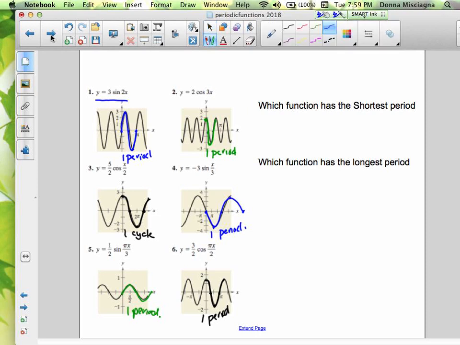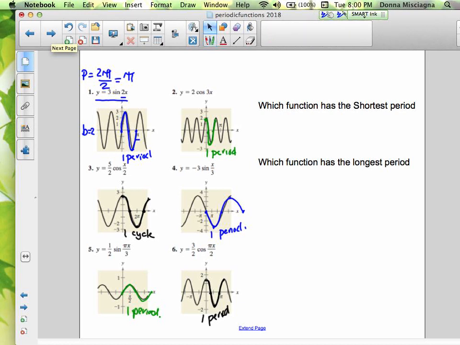All right, so let's find the period here for number 1. All right, so the period is going to be 2 pi divided by b. All right, so b is the coefficient, right there it is, in front of x. Right, so b is 2. So we just take 2 pi and divide by 2. And the period is pi, so it goes through the cycle in pi. And you can kind of see that because, do you see the pi right there? Pi right there? So it went through the cycle in pi.